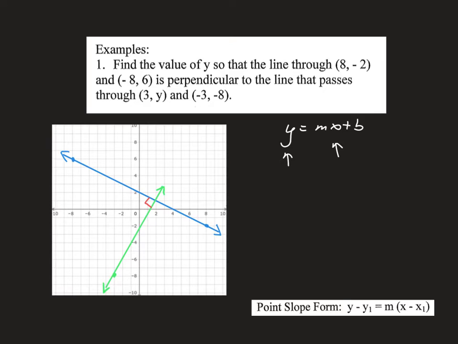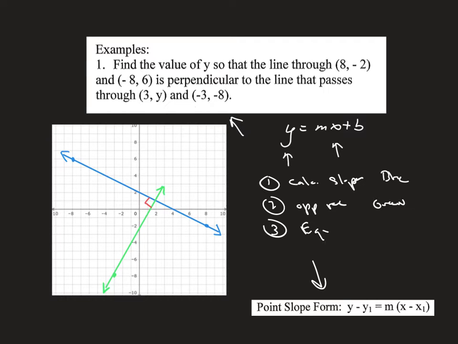1, we're going to calculate the slope from the blue line. 2, we're going to use the opposite reciprocal of that slope to calculate the slope of the green line. So this is for the blue line, and then this is for the green line. Once we have the slope for the green line, we already have a point, and we will use our point slope formula to write the equation of the green line. Once we're done with the equation, we can then substitute in the value of x and solve for y.